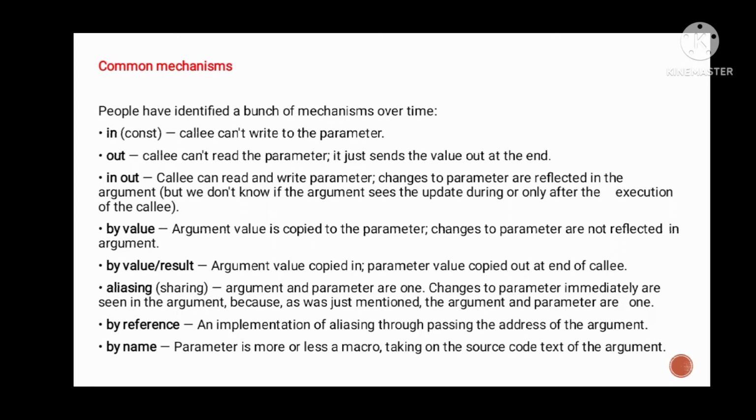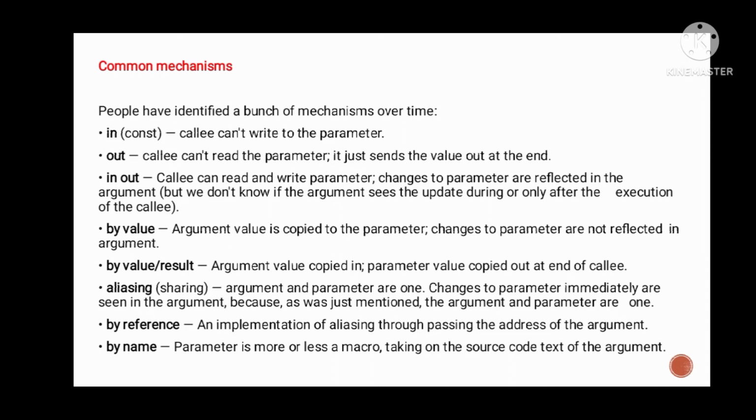By value, the argument value is copied to the parameter. Changes to the parameter are not reflected in the argument. By value or result, the argument value is copied in, and the parameter value is copied out at the end of the callee. Aliasing, sharing: argument and parameter are one. Changes to the parameter are immediately seen in the argument because, as was just mentioned, the argument and parameter are one.